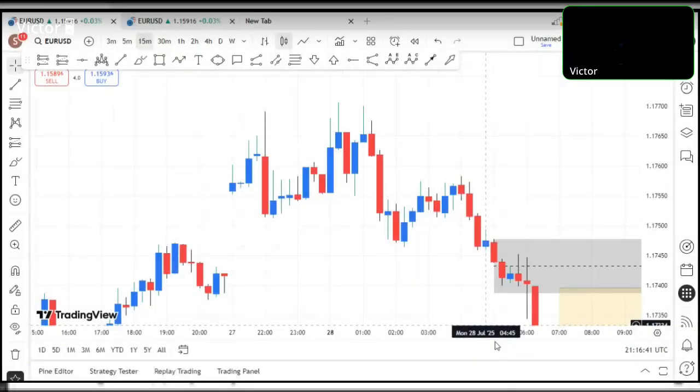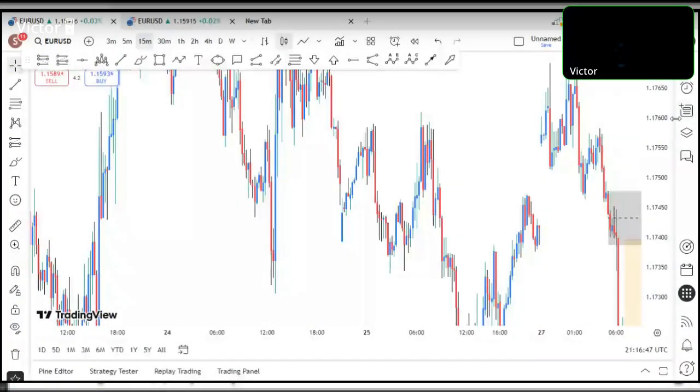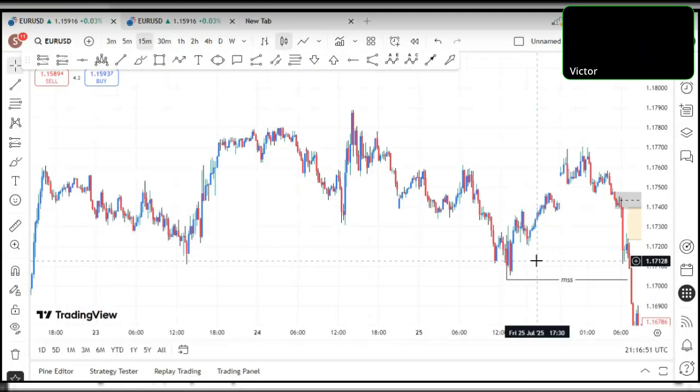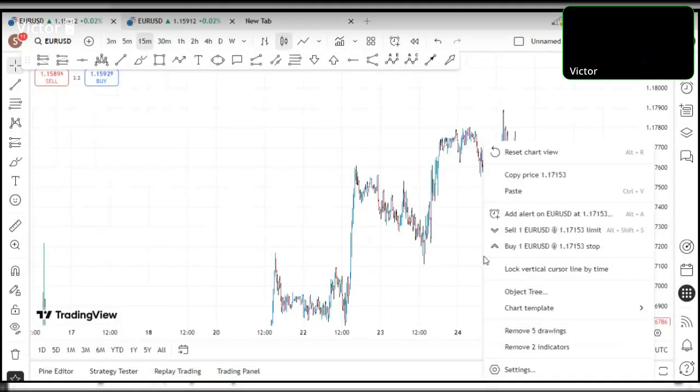That's how it works. So today we are going to be looking at market structure. Now, if you are new, can you guys hear me? If you can hear me, just type yes.